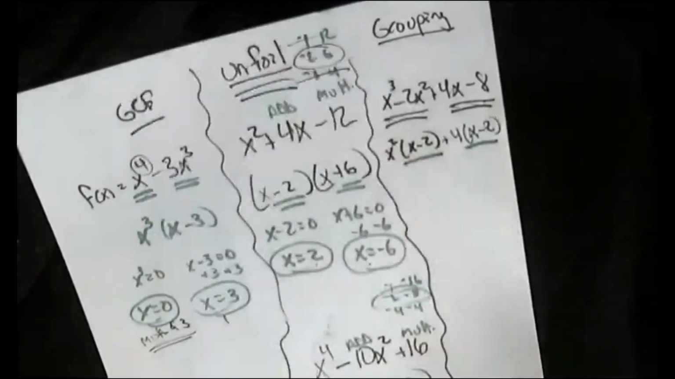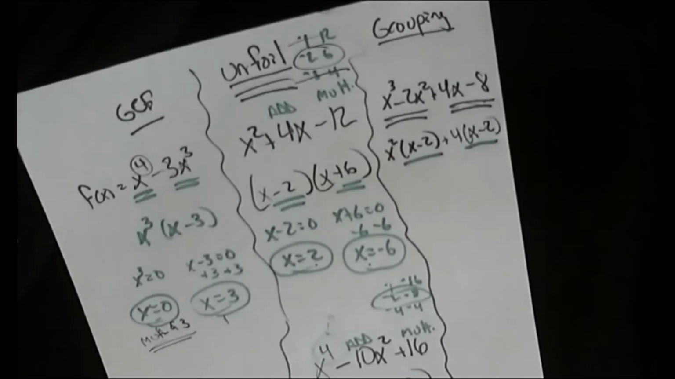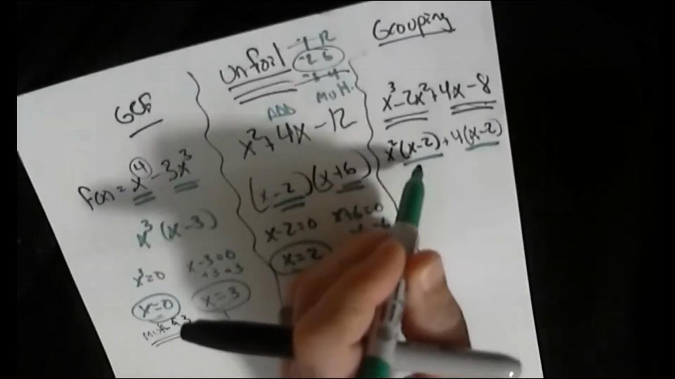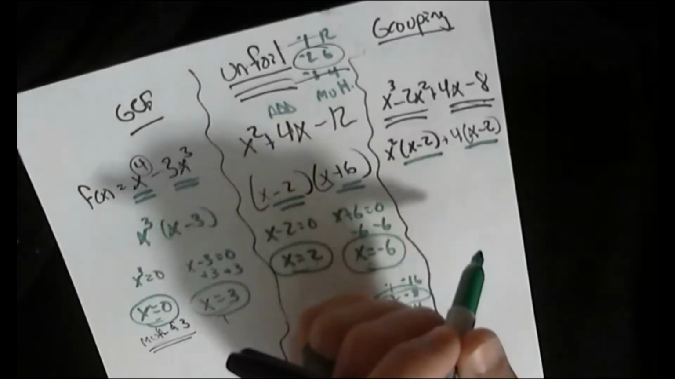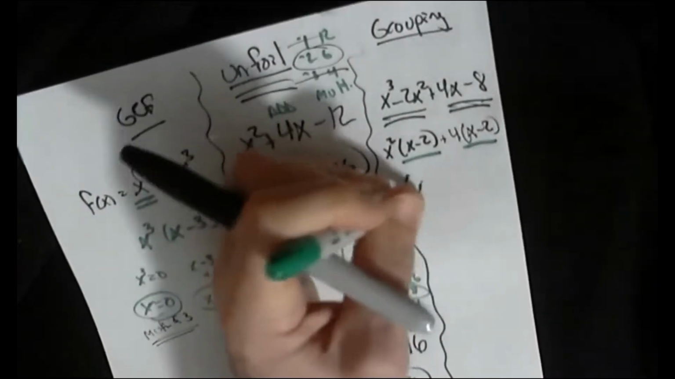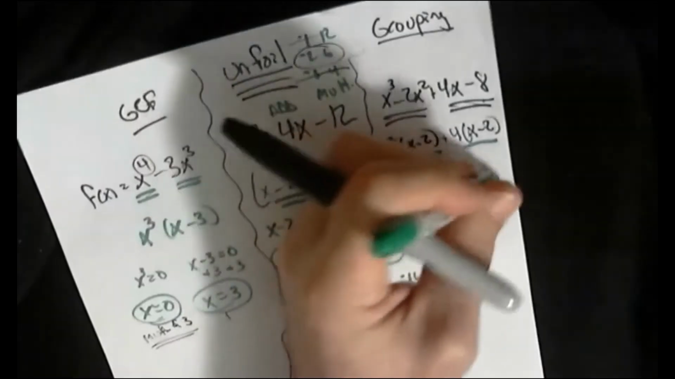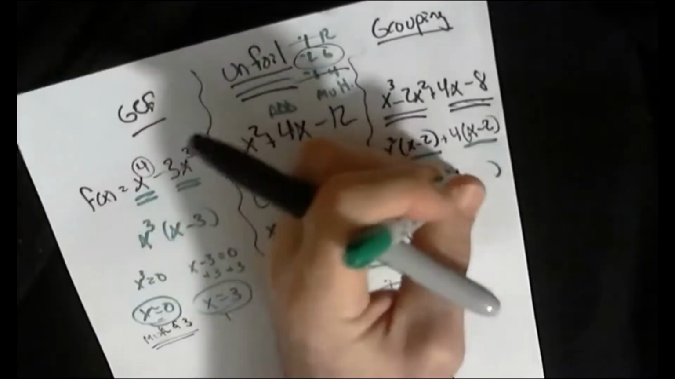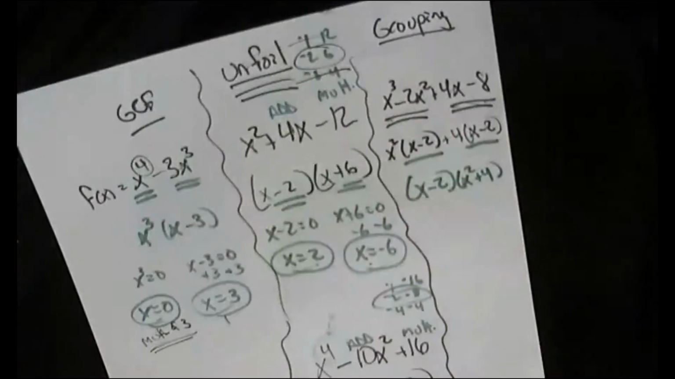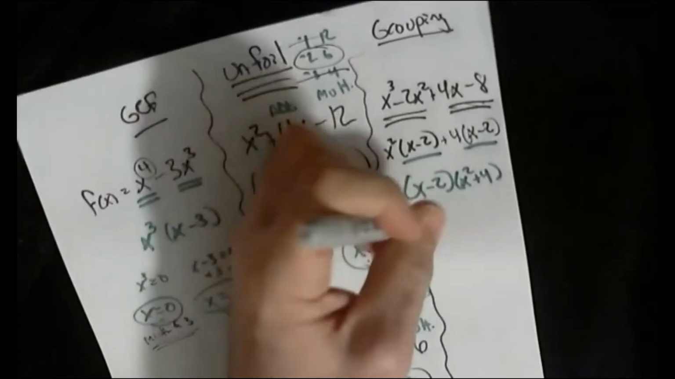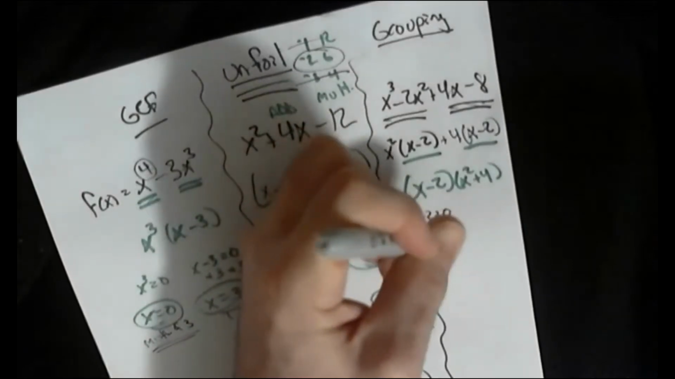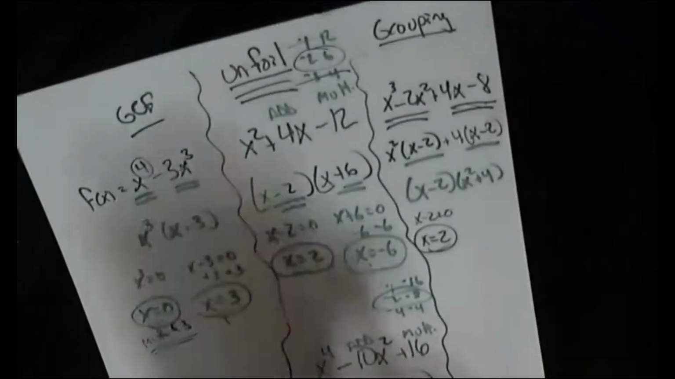As long as these 2 things match up, the fact that I have an x minus 2 and an x minus 2, that's going to be one of my groups. That's one of my factors. The other factor is what we were able to factor out. That would be that x squared plus 4. So if we set those equal to 0, then x equals 2.